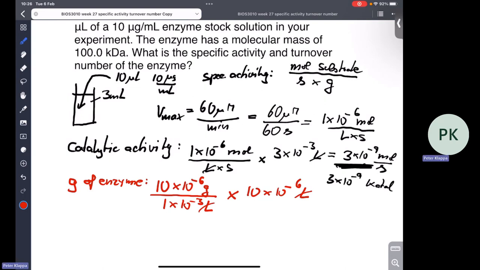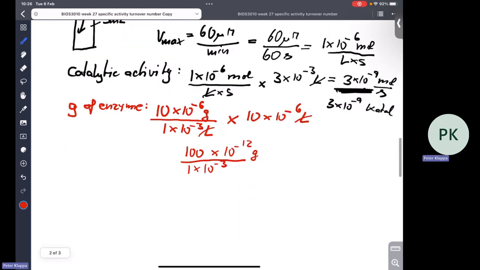So what have we got here? For our enzyme, we've got 10 times 10 to the minus 6 times 10 times 10 to the minus 6. So that's 100 times 10 to the minus 12 gram divided by 1 times 10 to the minus 3. Hope I haven't made a mistake. And we can play around with the exponents. So that would give us 100 times 10 to the minus 9 grams.